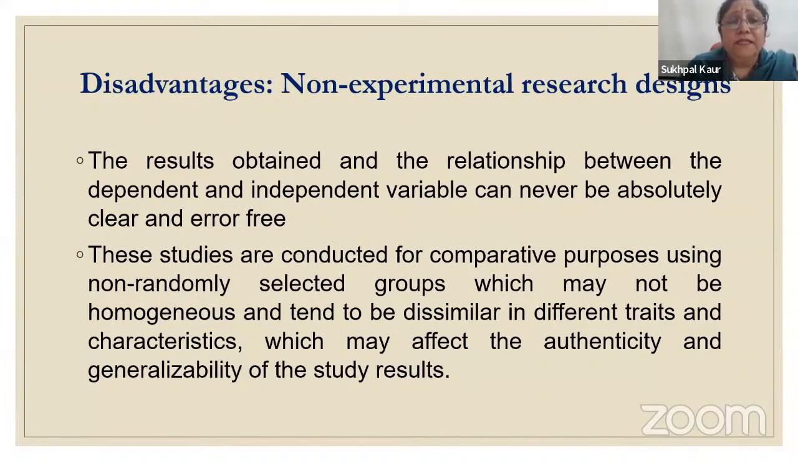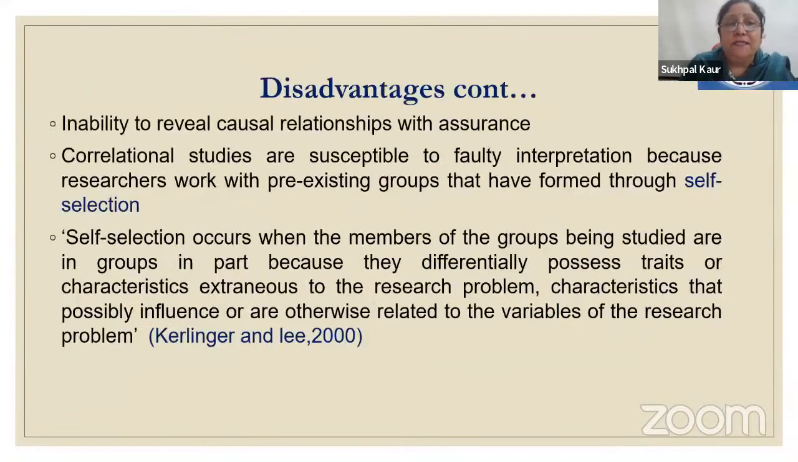However, certain disadvantages include that the results obtained and the relationship between the dependent and independent variable can never be absolutely clear or error-free. In certain designs, like correlation, we can have a good relationship, but in other descriptive designs it may not be possible. And these studies are conducted for comparative purposes using non-randomly selected groups, which may not be homogeneous and tend to be dissimilar in different traits and characteristics, which may affect the authenticity as well as the generalizability of the study results.